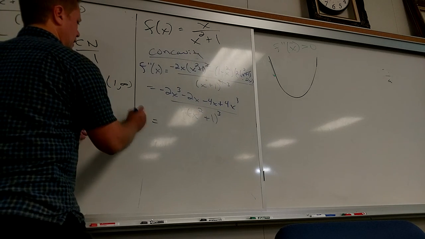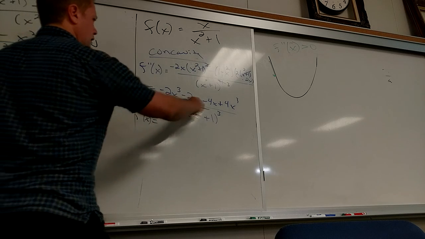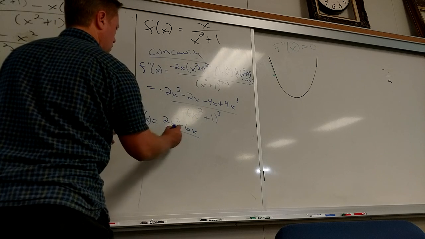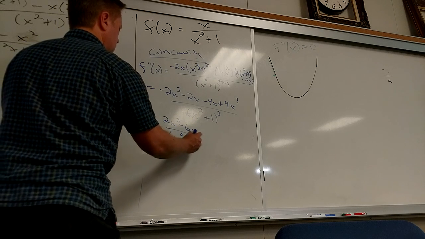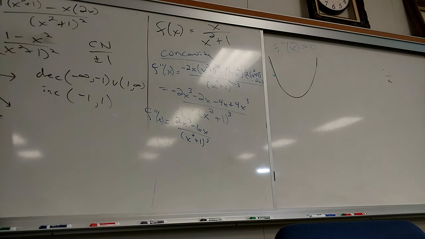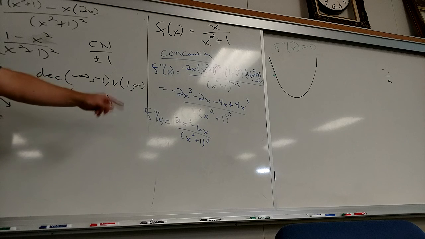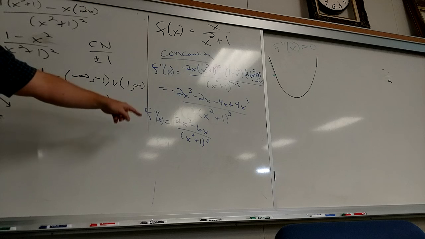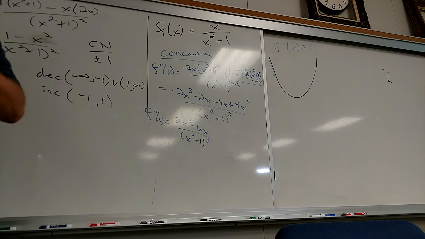So then I finally get 2x cubed minus 6x all over this business here. Find the critical numbers for that. The phrase critical number does not only apply to the first derivative. It applies to whatever derivative I'm looking at. So find the critical numbers for the second derivative.